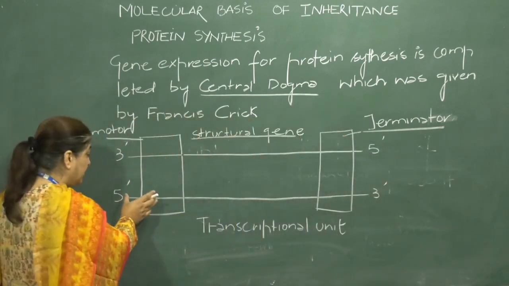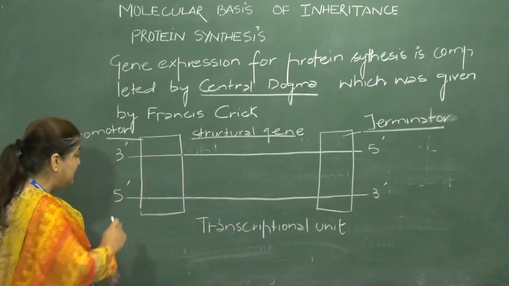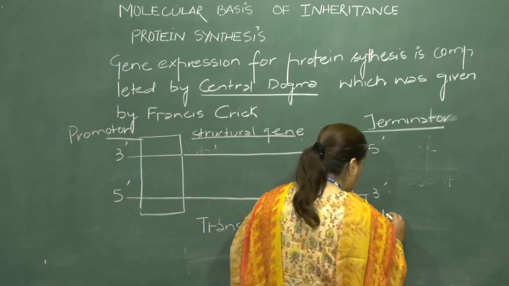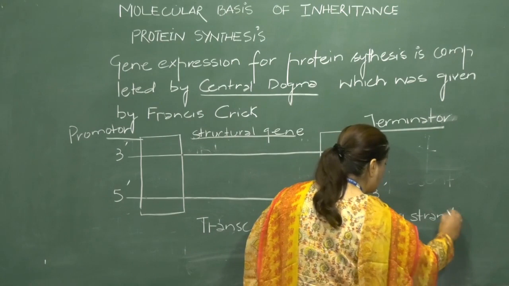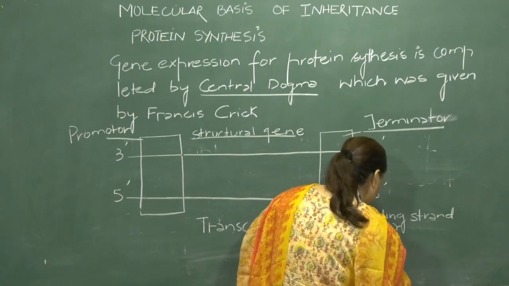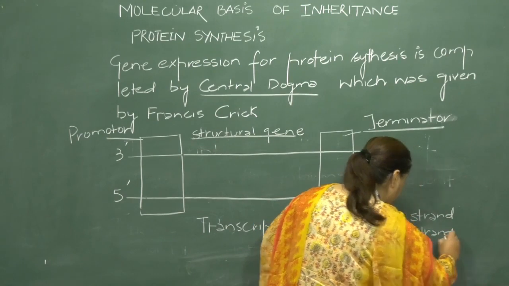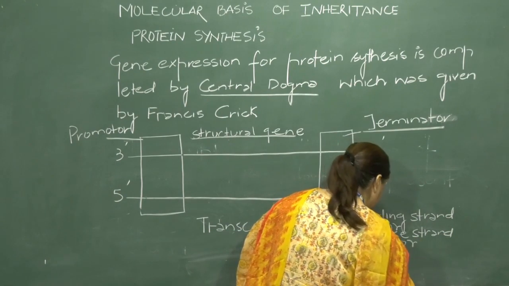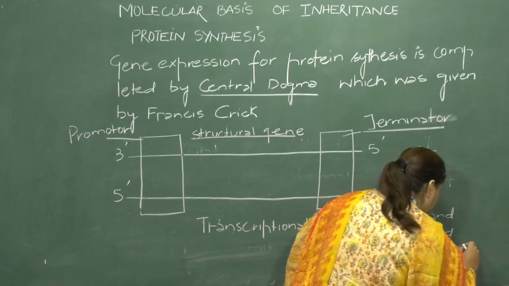As you know, there are 2 strands in this transcriptional unit. The first strand is this strand, which we call the coding strand or sense strand, or this is also termed as complementary strand.